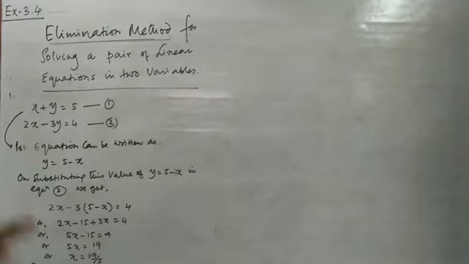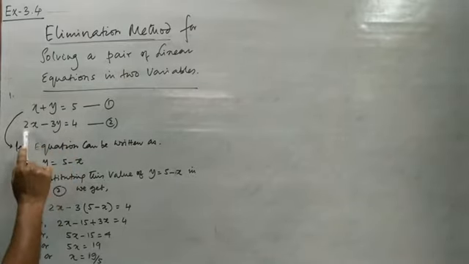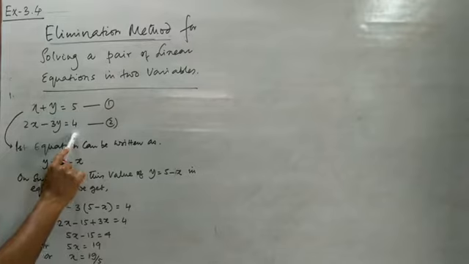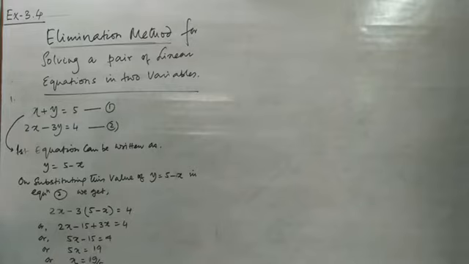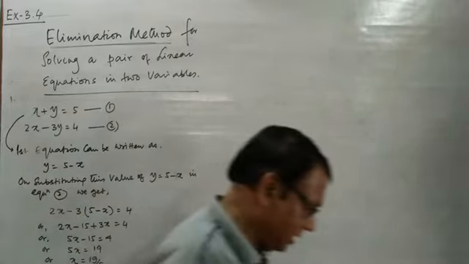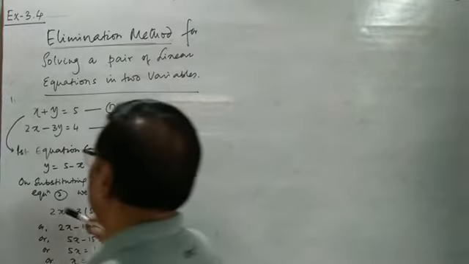For example, in exercise 3.4, we are taking the first question. The question says that x plus y is equal to 5 and 2x minus 3y is equal to 4. This very question we will solve by both the elimination as well as the substitution method. And it is the requirement of your question. In your exercise, it is given: solve the following equations both by elimination as well as by substitution. First, we will recap the substitution method.